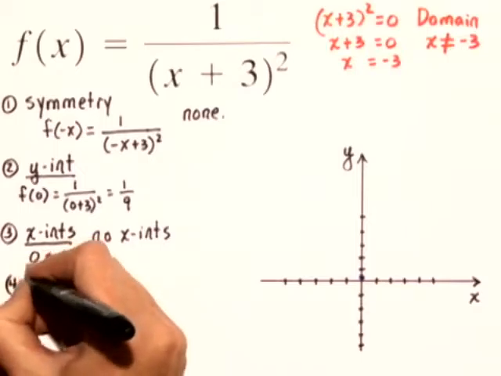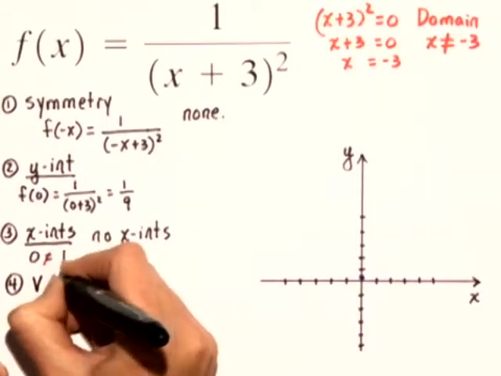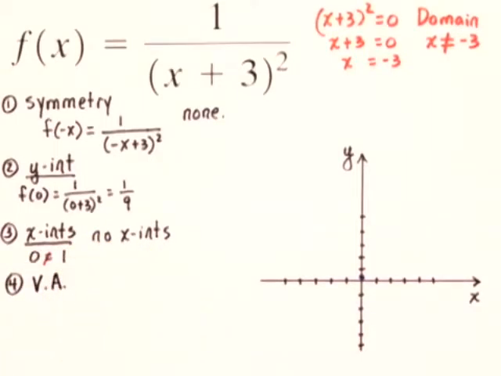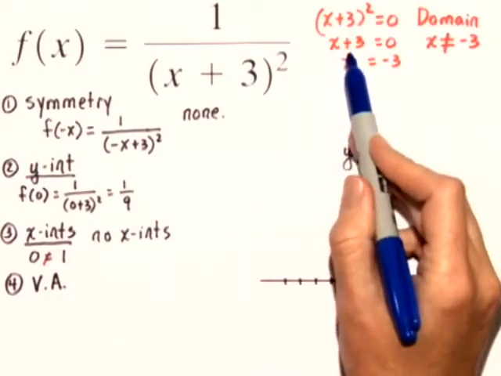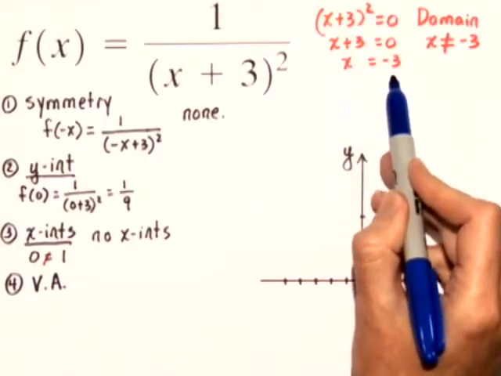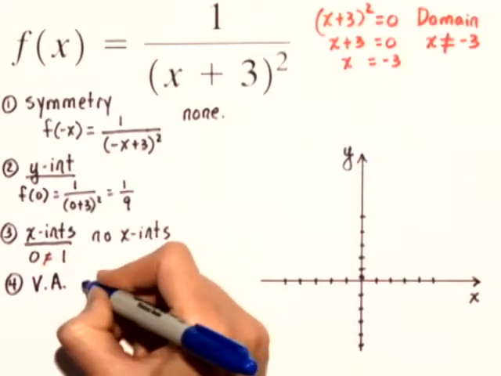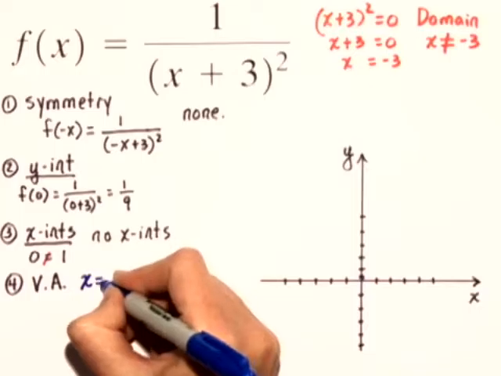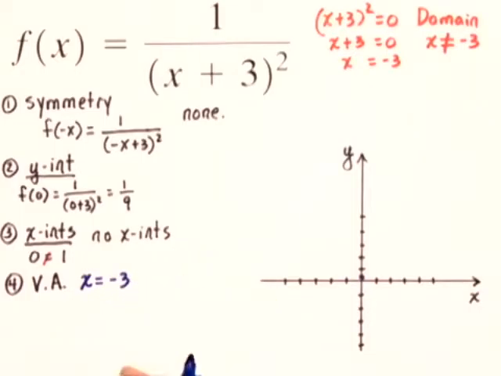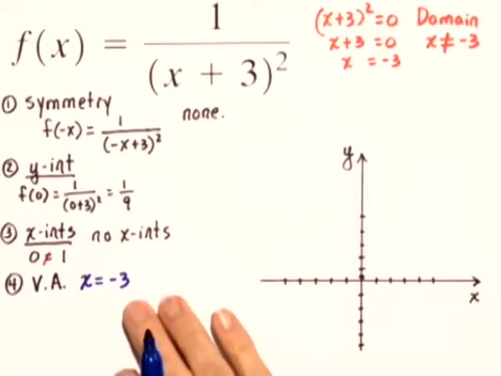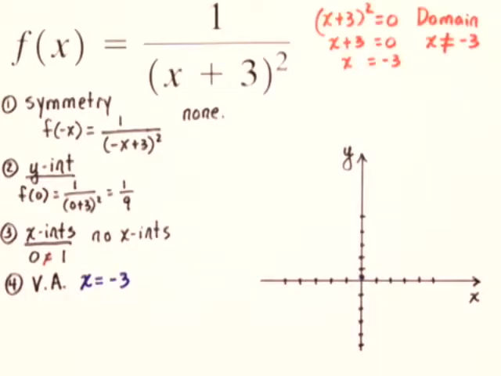Let's move on to step 4. I'm going to use a little abbreviation here. We want to find any vertical asymptotes, so I put VA. Well, we set the denominator equal to 0 and solve for that. We already did that up here in red. We set the denominator equal to 0, we solved for it, and we got x equals negative 3. So we do have a vertical asymptote of x equals negative 3. That means our graph will not cross this vertical asymptote of negative 3.